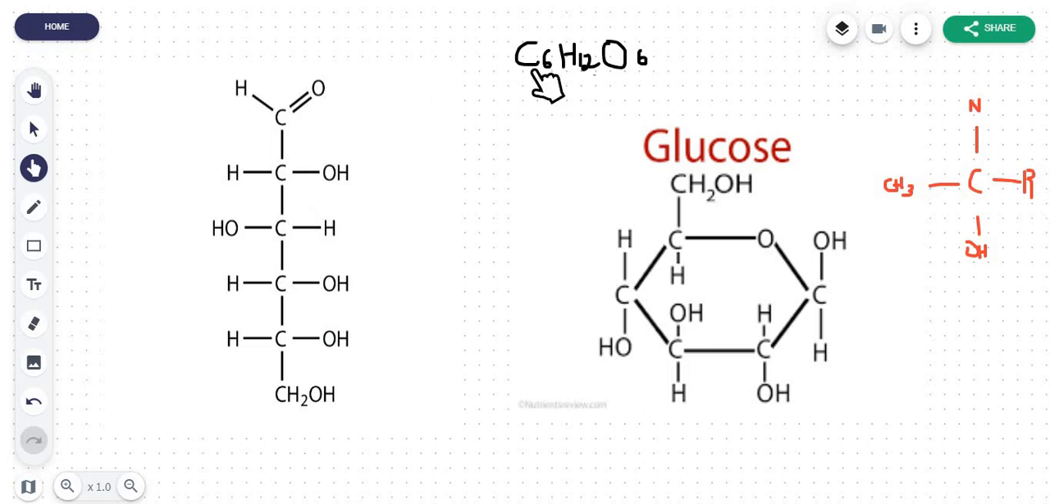Okay, now we have 6 carbons, so we're gonna first draw our carbons in the straight chain. That's how it works in the structural formula. 1, 2, 3, 4, 5, and the 6th one is right here at the bottom. Okay, and then let's talk about the functional groups.